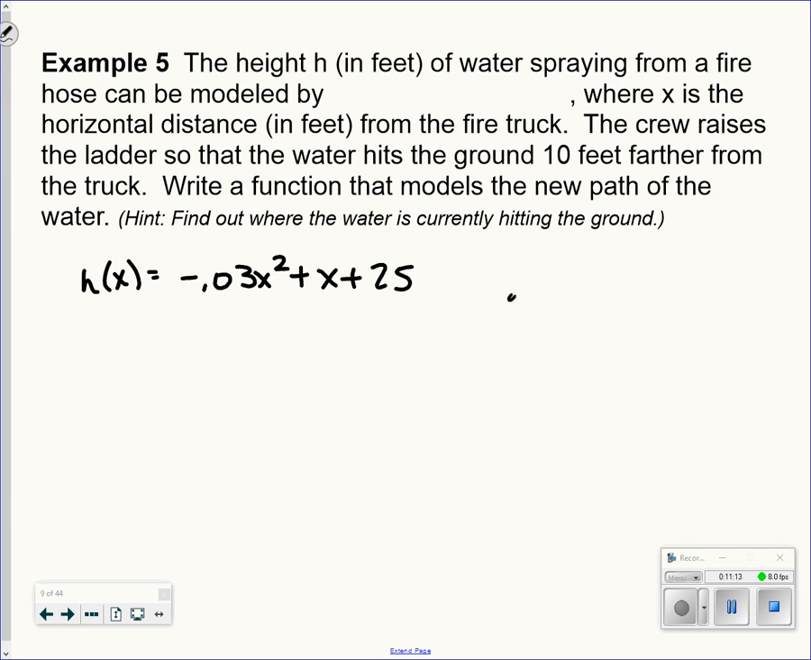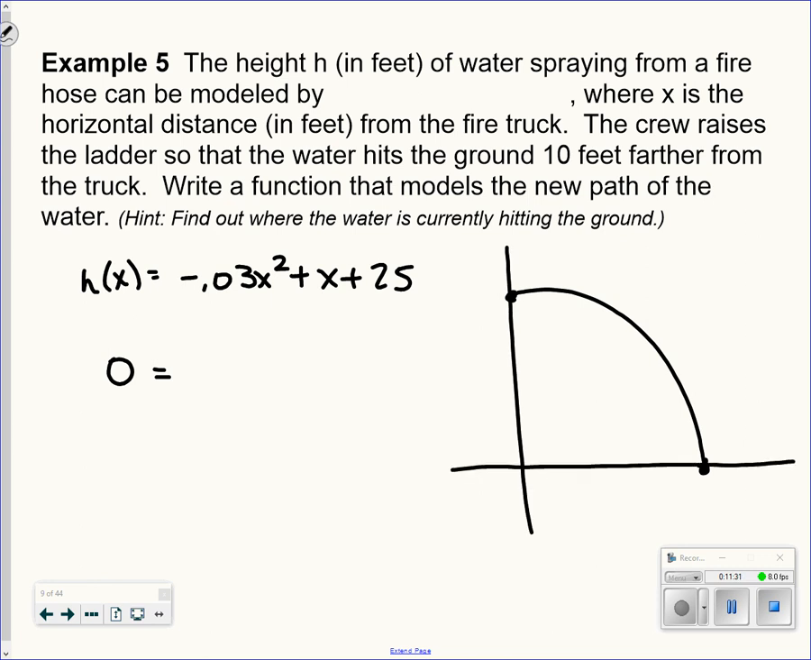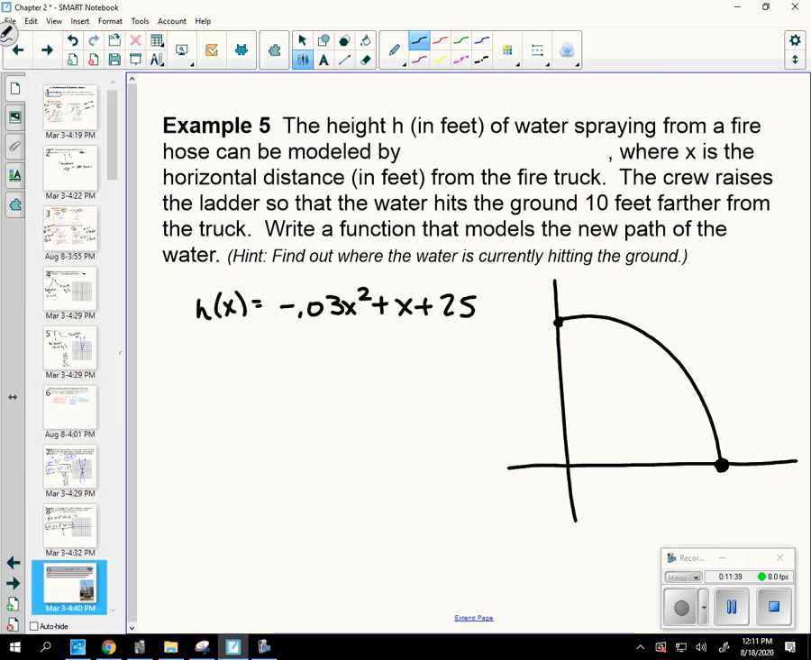So here we go. We've got a hose and water's coming out and it's hitting the ground, and this is the function. I want to know when it hits the ground, so I want to know the 0. I'm going to use a graphing calculator to come up with that amount. Where is this hose actually hitting the ground? So let's switch over to a graphing calculator.